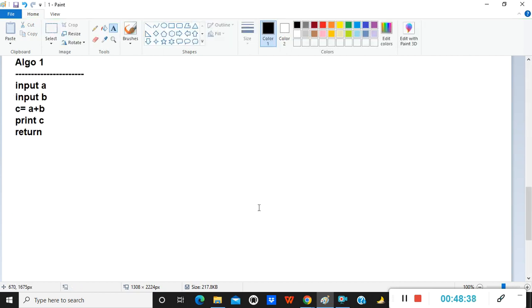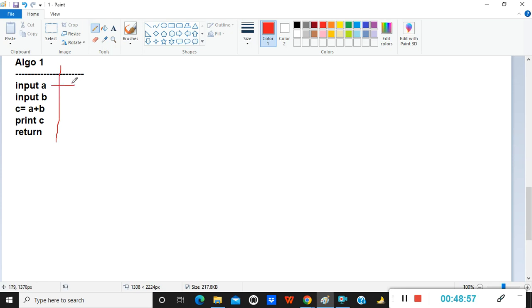So this is a simple algorithm, right? Are you following? Yes. So what is the purpose of this algorithm? It will input two numbers, find the sum of the two numbers, and display it. Now consider that.